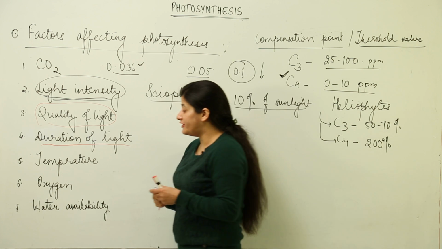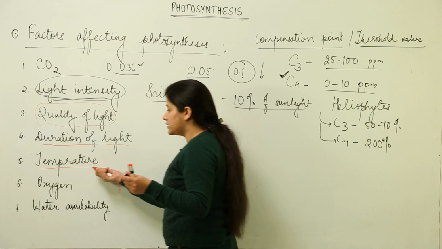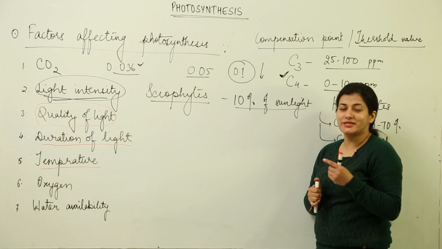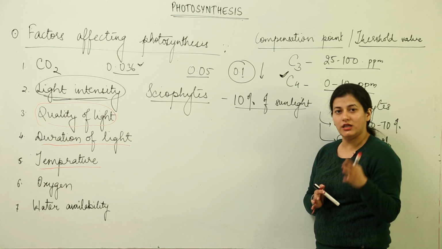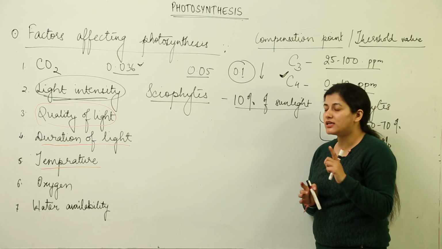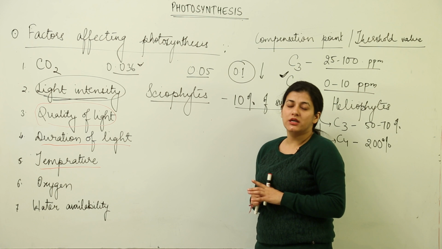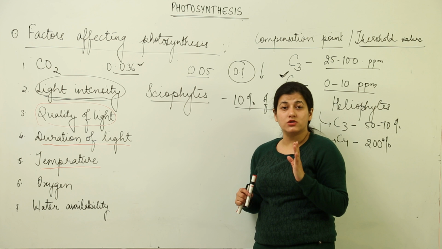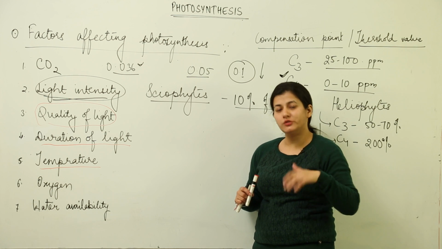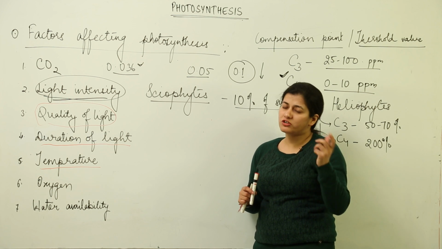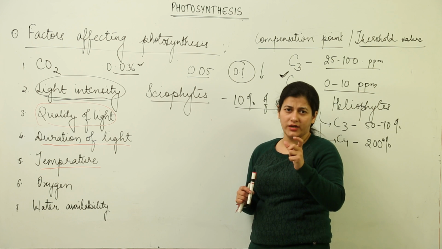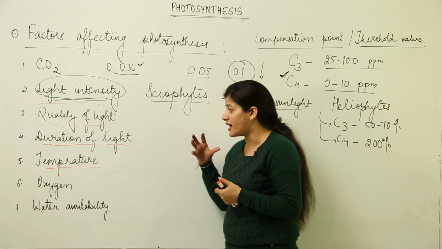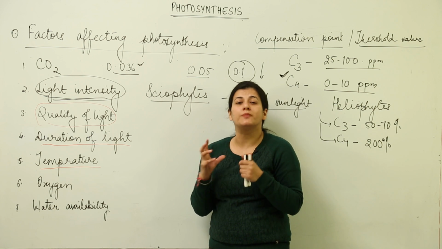Moving further, we have temperature. Now, what is temperature's role? You need not know what temperature is. What is the role of temperature in the rate of photosynthesis? First thing that you have to keep in mind is that the photochemical phase that was in the beginning that we had talked about, the light reaction basically, which involves that photon excitation and excitation of the electrons and the rest of the processes, Hill's reaction, that is not affected much by temperature.